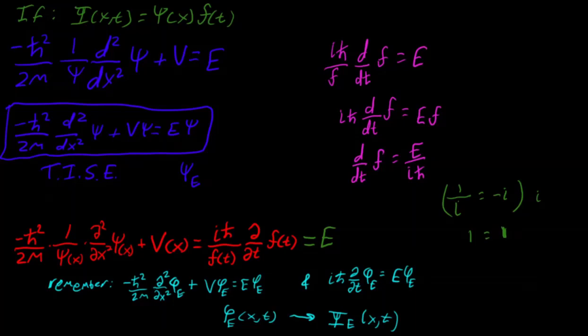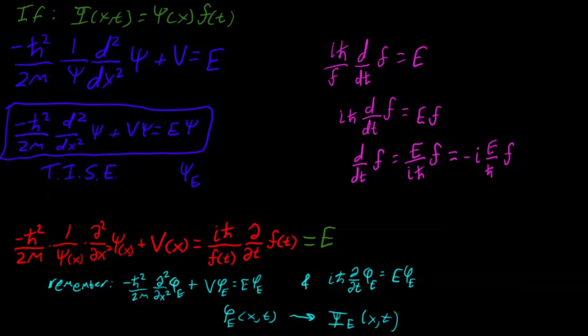Also, if you think about the cycle of the powers of i, i to the 0 is 1. i to the negative 1, if you just work that cycle backwards, would be negative i, and i to the negative 1 is, of course, 1 over i. So this is E over i h bar times f, which is negative i E over h bar f.